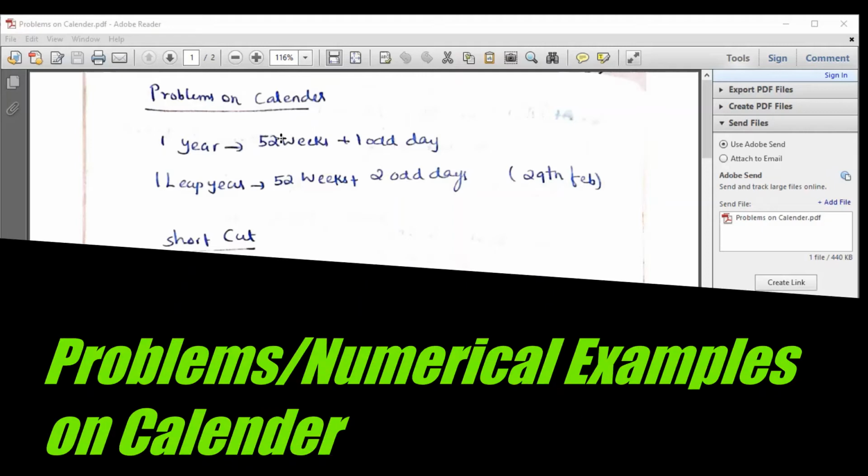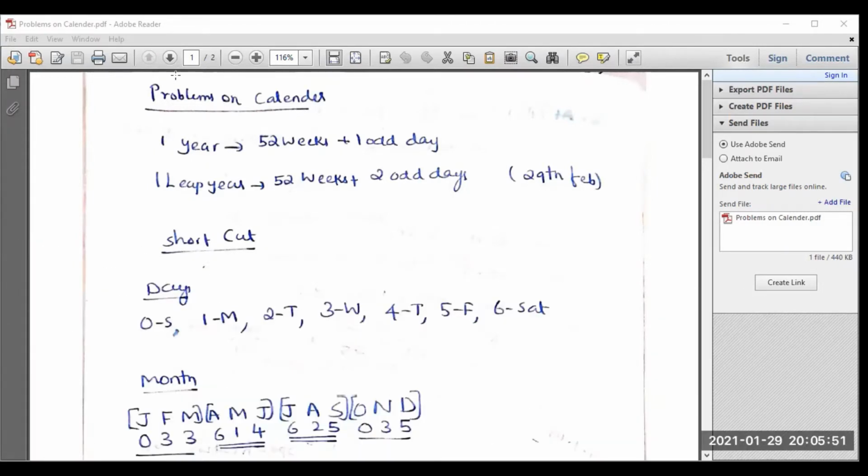Hello everyone. In this video, I'll be explaining how to solve the problems on calendar. There are some questions which can be expected in competitive examinations, especially based on calendars. First of all, let us understand the basics and we can work out some examples.